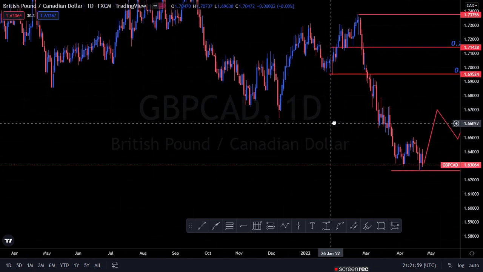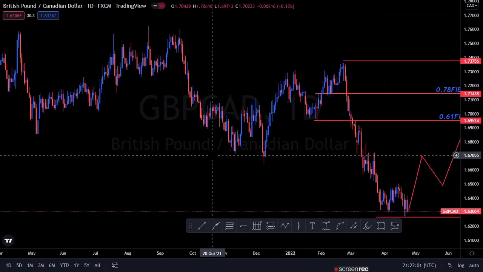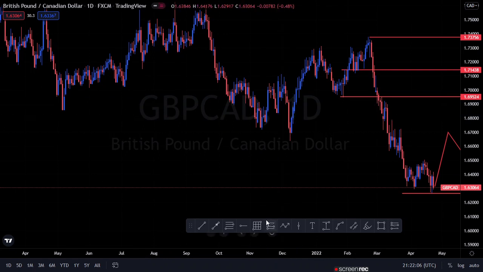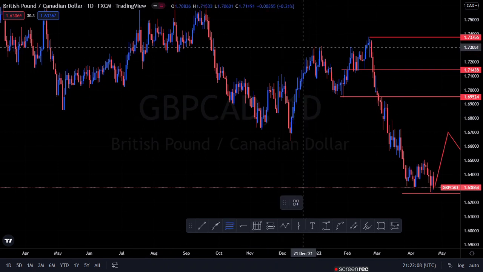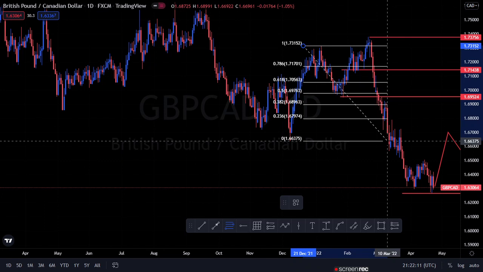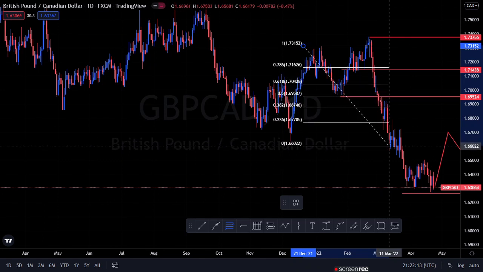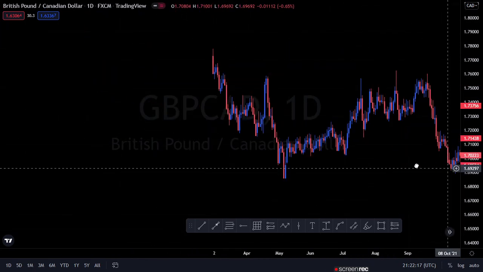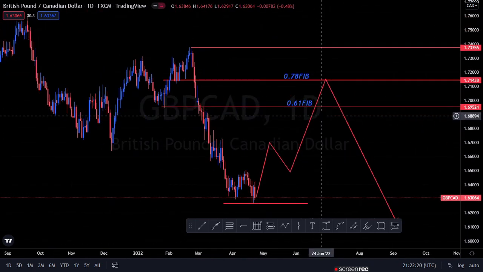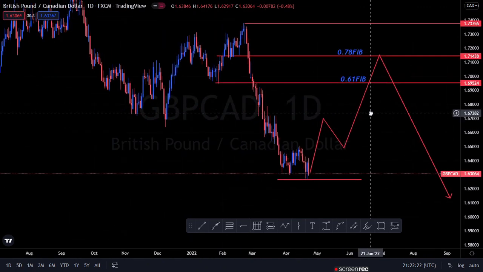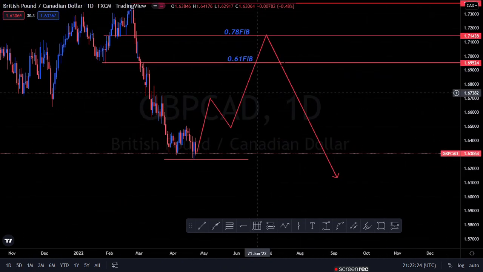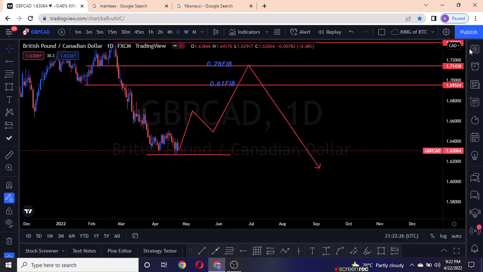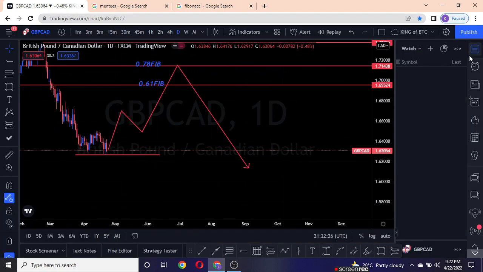Now let's go and find a bullish market and see how best we can use the Fibonacci. Which pair was very, very bullish? Okay, so let's go and find a different pair. Let me see my bullish pairs.